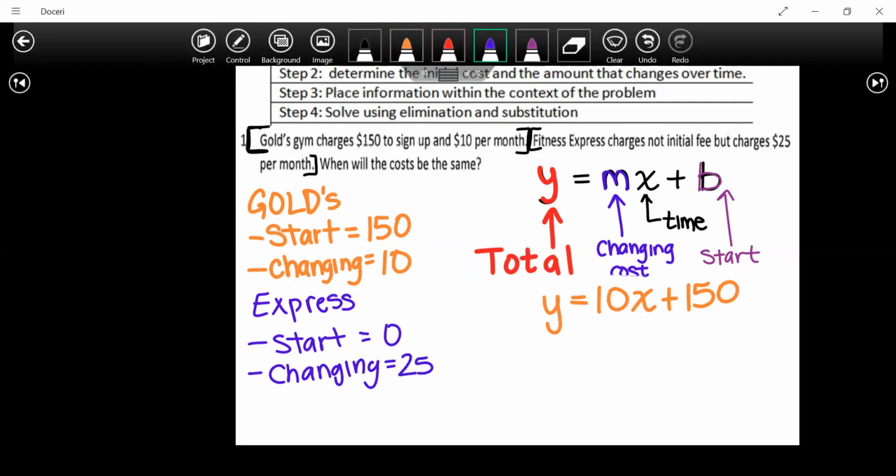Again, we have our equation here. y is equal to our total cost, changing $25 over some kind of month for x, plus $0. Make sense? Now, we're not going to solve this one because I've kind of summed this one up. But how would I solve this? I have my two equations. What would be the best way to do it?